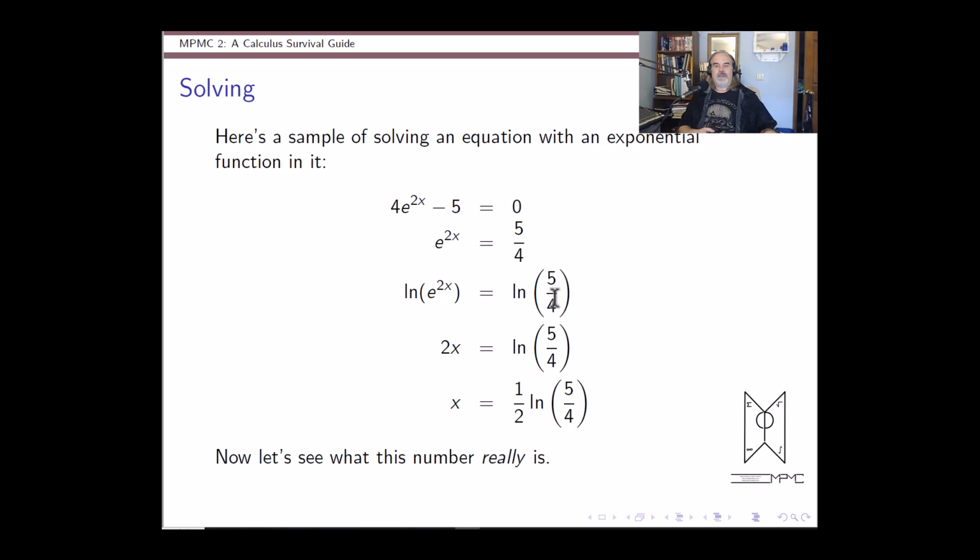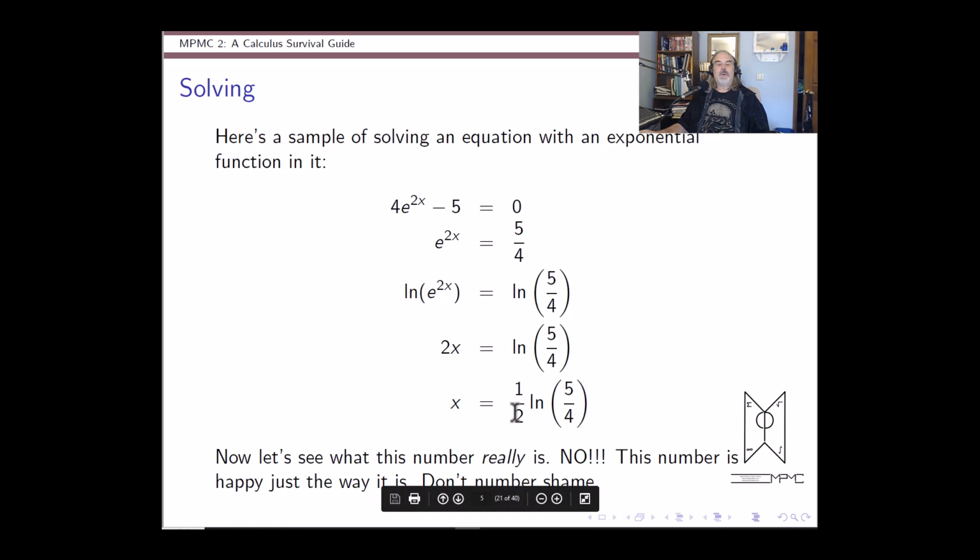Gross. Okay, well, let's see what that number really is, right? So I'm taking out my calculator, and I'm going to start punching buttons to try to see, no, don't, right? This number is happy the way it is. Don't number shame it. It's 1/2 natural log of 5/4. If you waste time grabbing your calculator, punching in all these characters and getting a decimal approximation, you are going to present a worse representation of this number. It will be an approximation of this number. The exact version of this number is 1/2 times the natural log of 5/4.